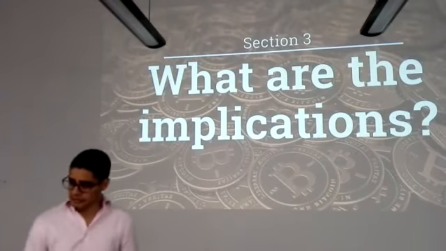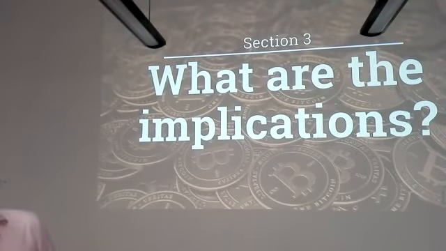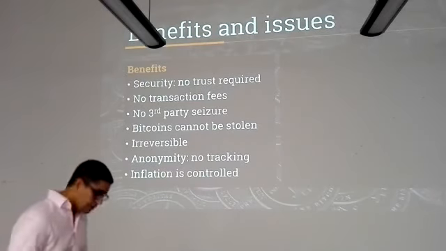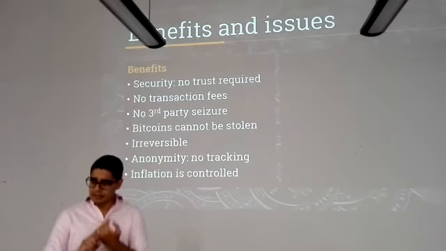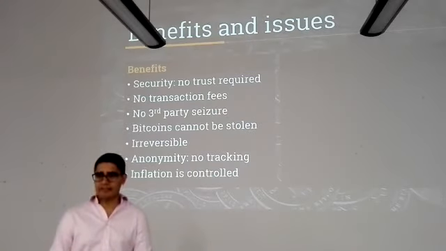What are the implications of Bitcoin? Let's talk about the pros and the cons. So there are some very clear benefits of Bitcoin. Security. There is no trust required. Everything is proven by public-private cryptography. Everything can be checked on the blockchain.